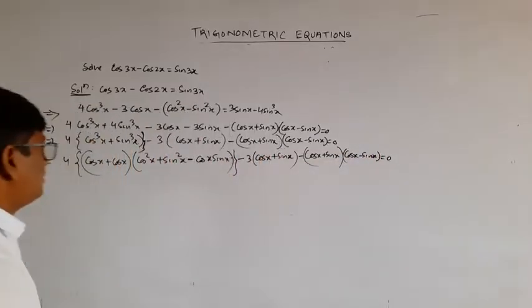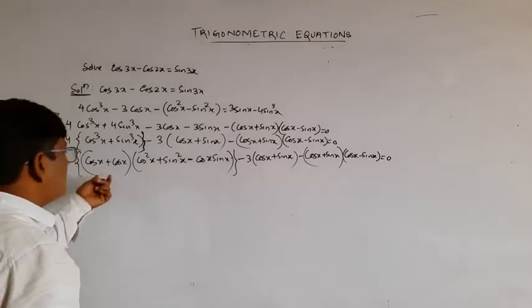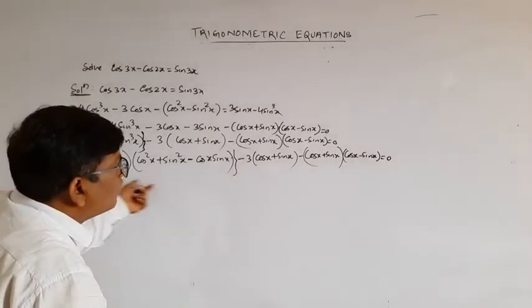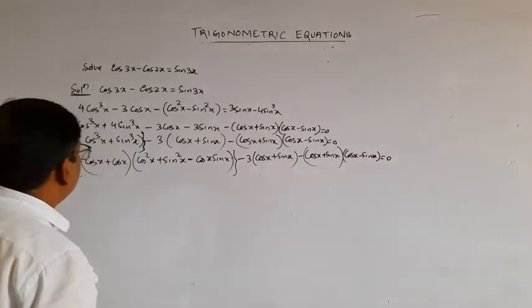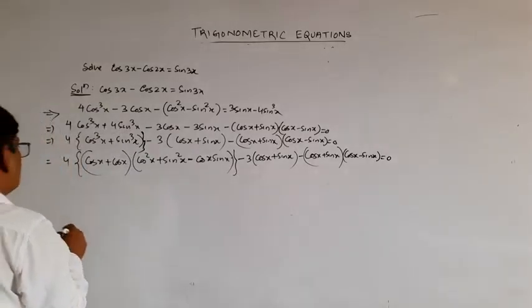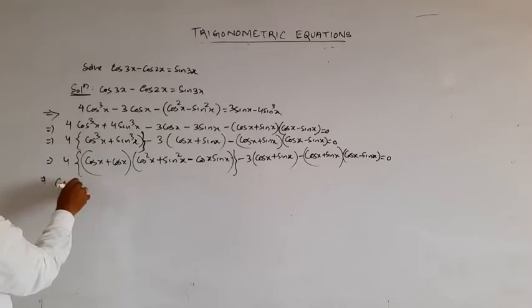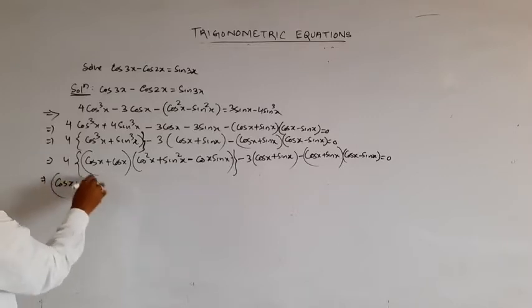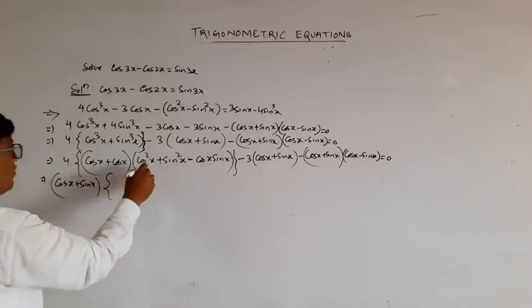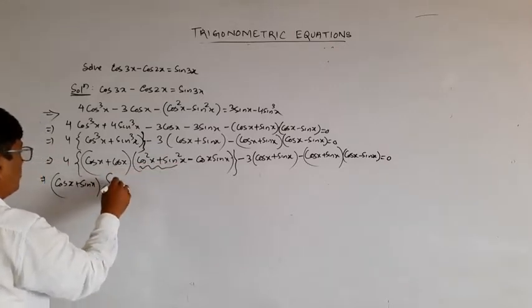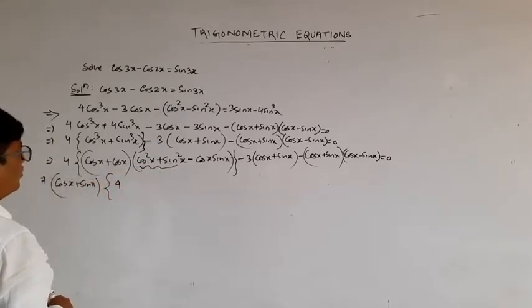So take common here cos x plus sin x. Take common cos x plus sin x, that implies cos x plus sin x common. So this is what? This is 1. So 4 into what?